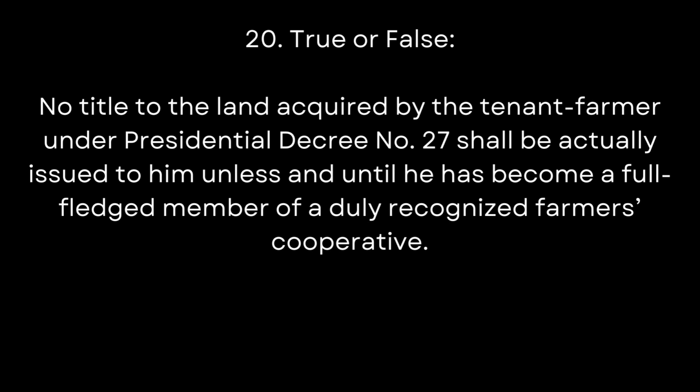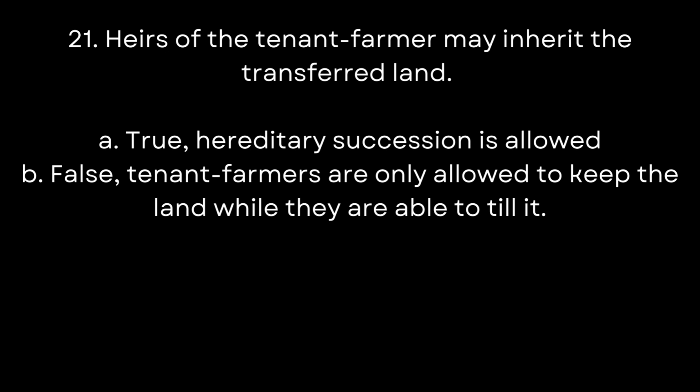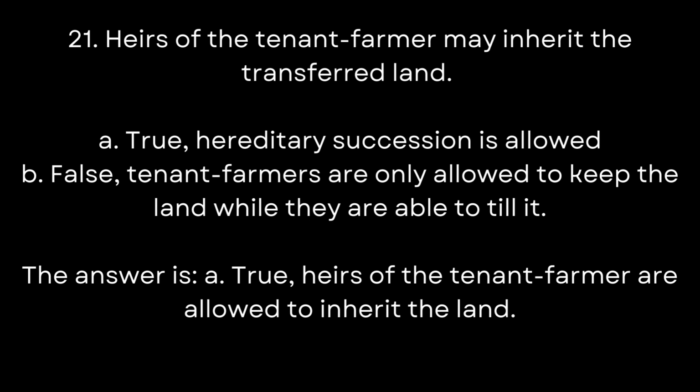20. True or false? No title to the land acquired by the tenant farmer under Presidential Decree No. 27 shall be actually issued to him unless and until he has become a full-fledged member of a duly recognized farmers' cooperative. The answer is true. 21. Heirs of the tenant farmer may inherit the transferred land. A. True, hereditary succession is allowed. B. False, tenant farmers are only allowed to keep the land while they are able to till it. The answer is A. True, heirs of the tenant farmer are allowed to inherit the land.